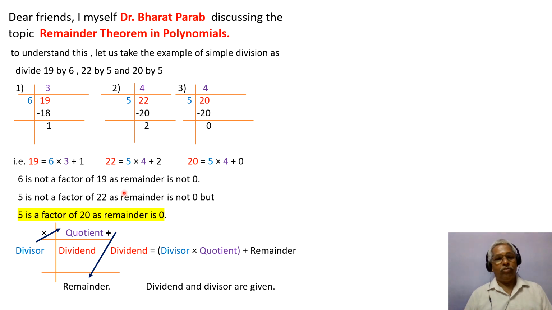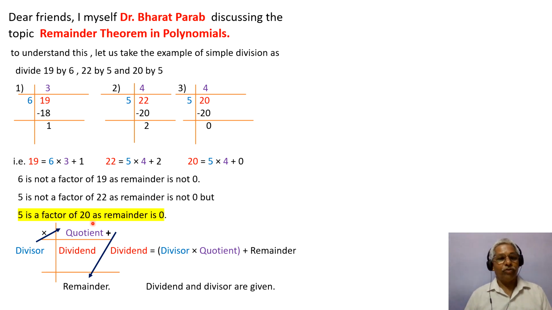So try to understand this comment. 6 is not a factor of 19 as the remainder is not 0. See here, this is not 0 and 6 is not a factor of 19. 5 is not a factor of 22 as the remainder is not 0 here. But 5 is a factor of 20 as the remainder is 0. Got it? How to recognize this?